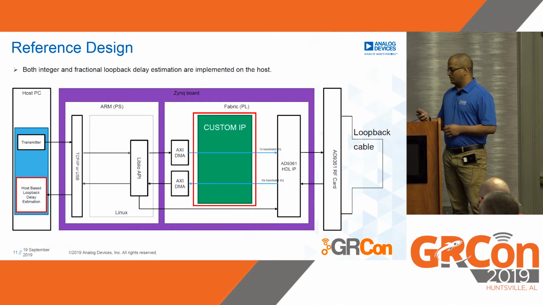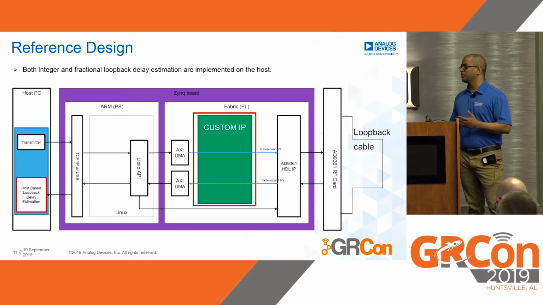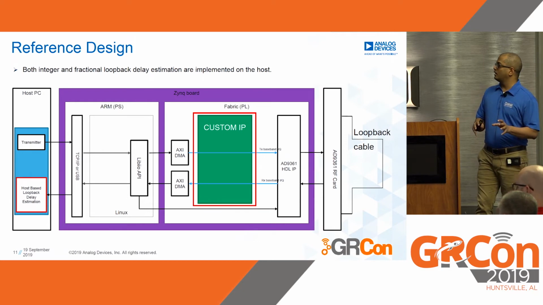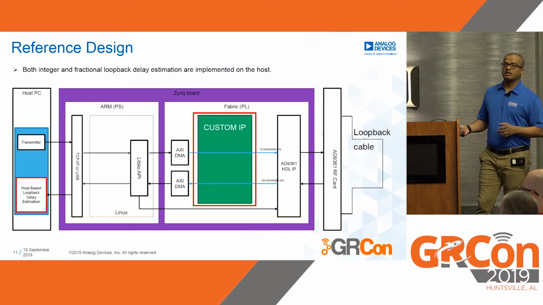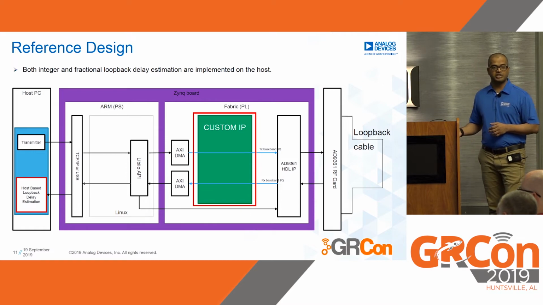Now some more details regarding the reference design. As I indicated earlier, this is a particular workflow where the algorithm is first implemented in the host PC, then you move from the host PC to distributing the different pieces of the algorithm to the ARM and the FPGA. So to start off, the delay estimation algorithm, both the fractional piece and the integer delay estimation piece, are in the host PC. This custom IP, which is shown in green, is where we would like to have the integer delay located, and that is in the data path between the DMAs and the AD9361 HDL IP.